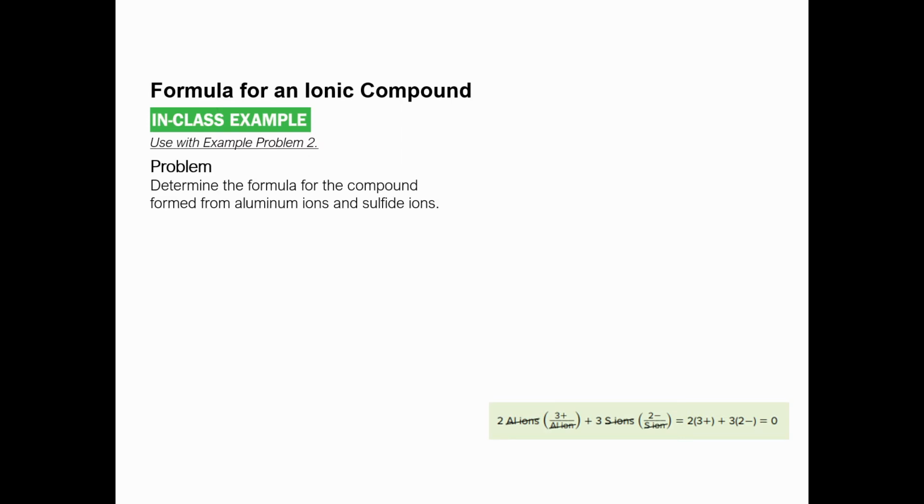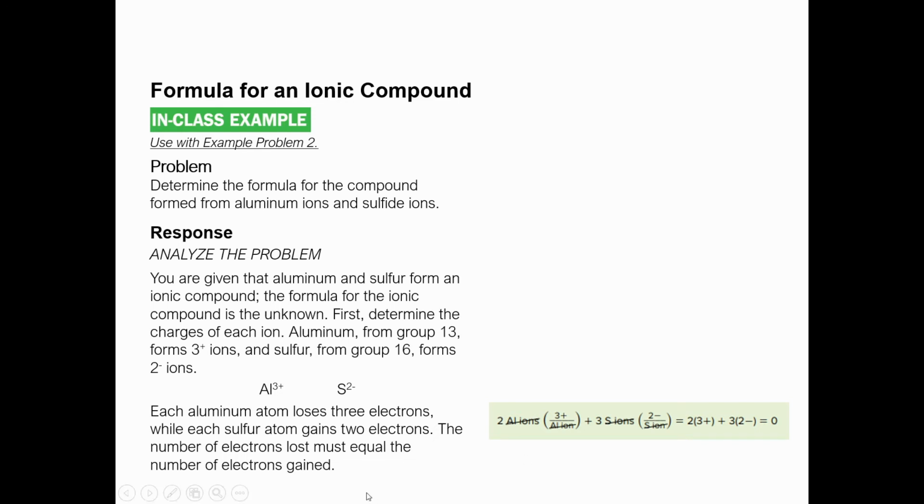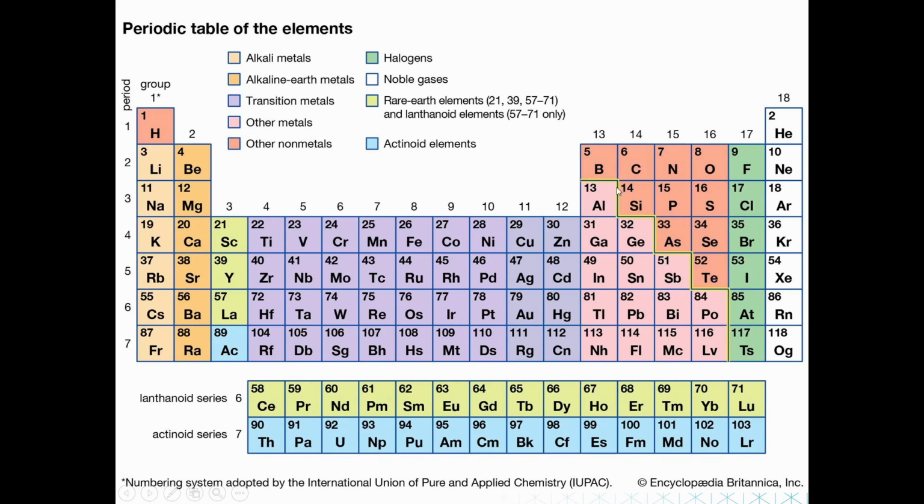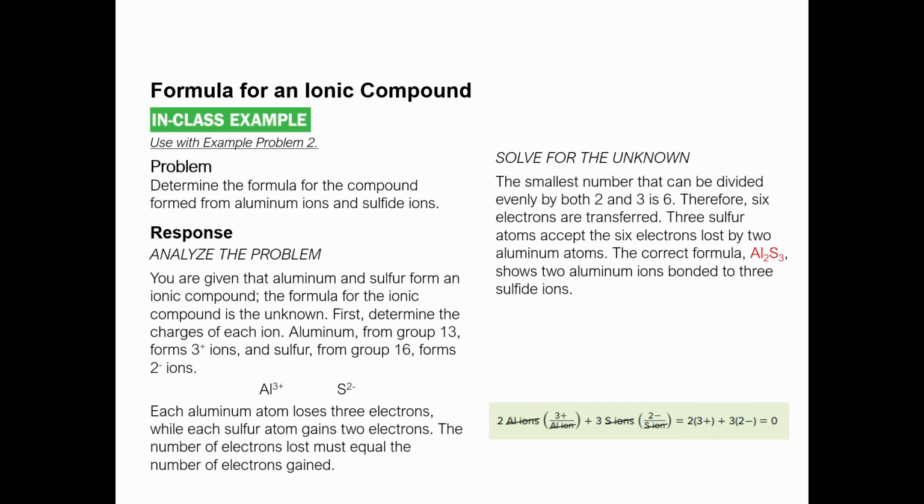We have problem number 2. Determine the formula for the compound formed of aluminum ions and sulfide ions. The aluminum is +3 and sulfide is -2. Sulfide is in the same group as oxygen. Here's the aluminum, group 13, and here's the sulfide, group 16. So the formula will be Al2S3. Al, aluminum, has a charge of +3, so we multiply it by 2. And sulfide is -2, so we multiply it by 3, so the total charge will be 0.